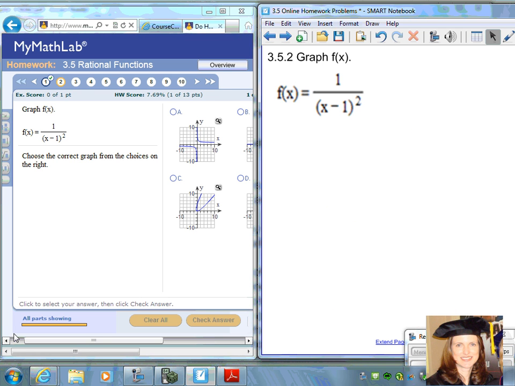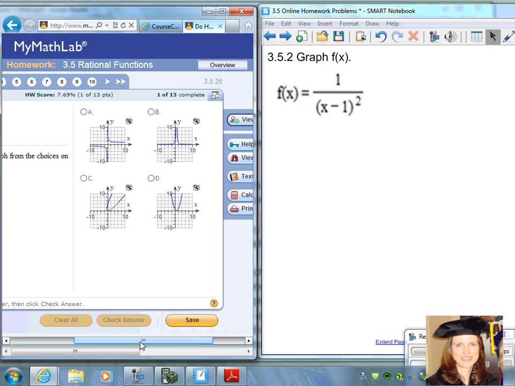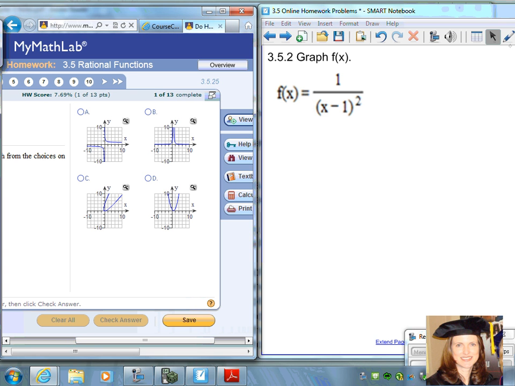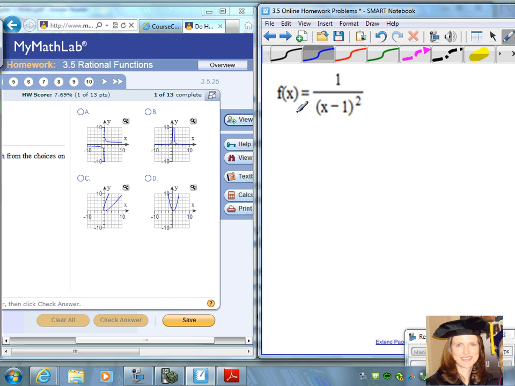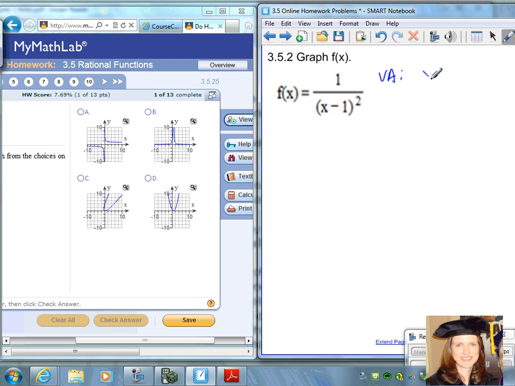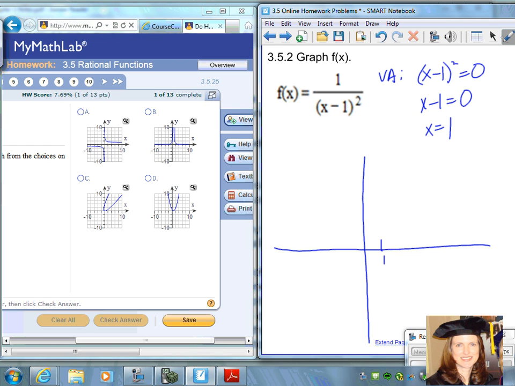Graph this function. Again, we can graph this by setting the denominator equal to 0 to find the vertical asymptote. Remember, I'll use VA for vertical asymptote. You're going to set the denominator equal to 0. If you set (x - 1)² equal to 0, take the square root of both sides, and you get x - 1 = 0. Then you get x = 1. What this means is you're going to have a dotted vertical line at positive 1 on the x-axis.